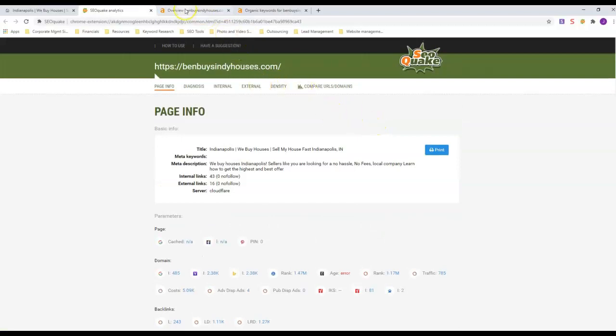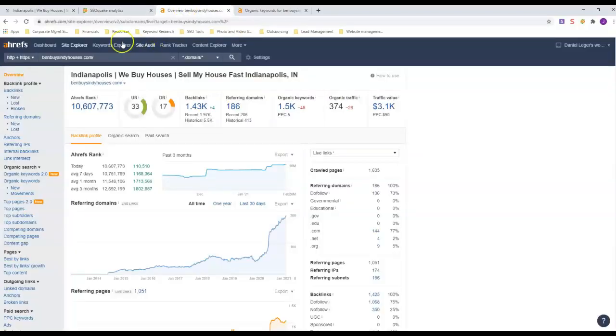Next thing we're going to do is look at Ahrefs. This is a site that buys data off of Google and puts it into charts and graphs to make it easier to understand. This one right here is him, and his domain rating is 17. His URL rating is 33. Look how many keywords he has, and this is how much traffic he gets every month organically. He also has a lot of ads out there too.